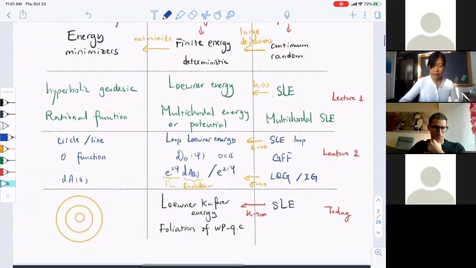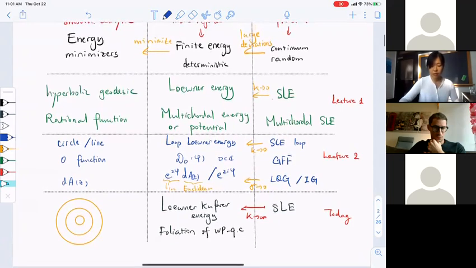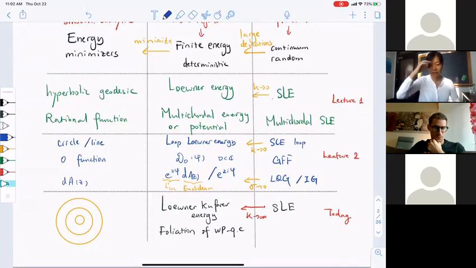For today's purpose, I just want to recall that the loop Loewner energy is a quantity defined for Jordan curves. It is non-negative and is zero if and only if the curve is a circle. And this quantity is Möbius invariant. You are allowed to do translation and inversion of the complex plane and scale the complex plane. The curve you obtain always has the same Loewner energy.